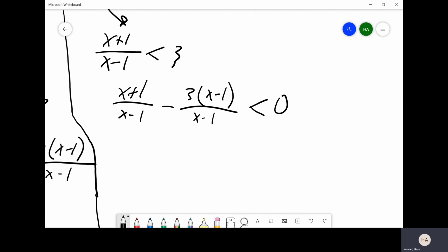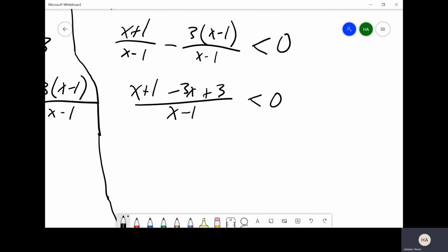Well, again, common denominators, we can just add or subtract the numerators. So we get x plus 1. And now I'm just going to apply that negative 3 to both the x and to the negative 1. So minus 3x plus 3, right? Negative 3 times a negative 1 gives us a positive 3 over x minus 1 is less than 0. Okay, and let's go ahead and simplify. x minus 3x gives us a negative 2x. 1 plus 3 gives us a plus 4 over x minus 1 is less than 0.